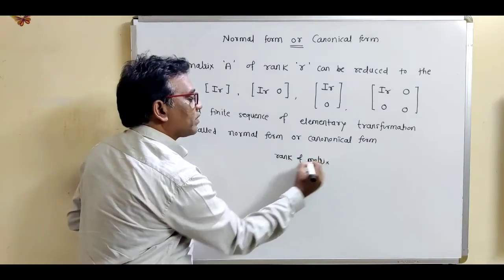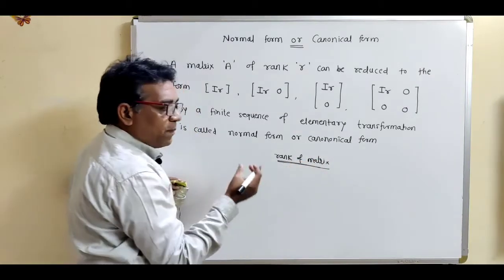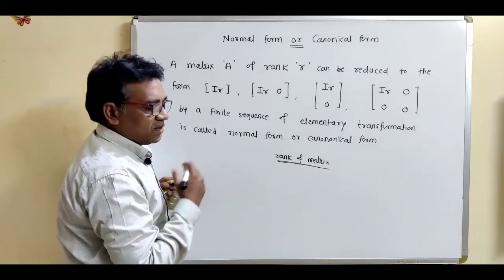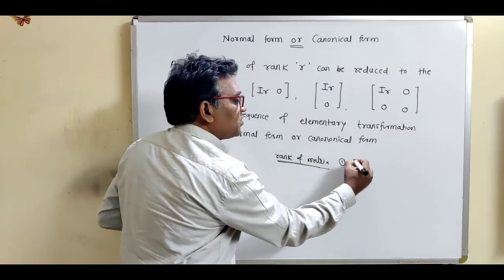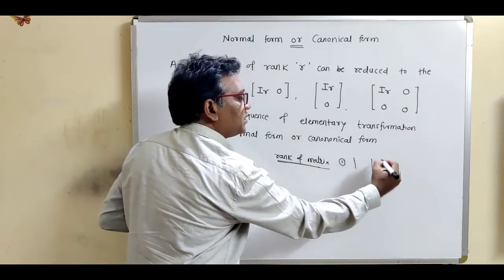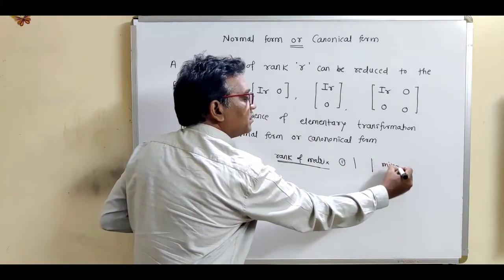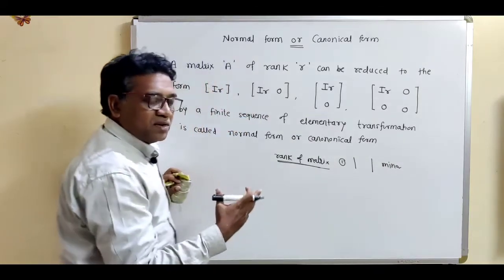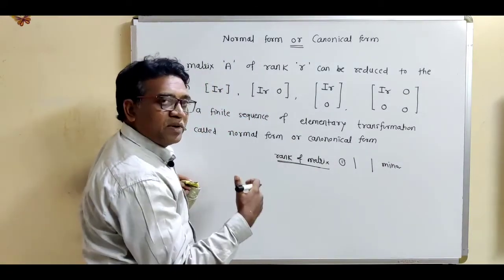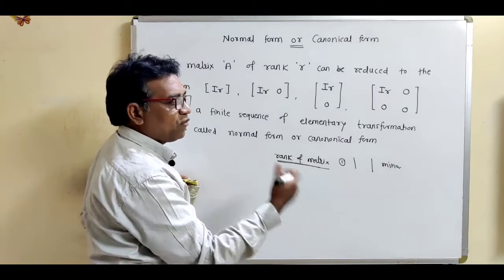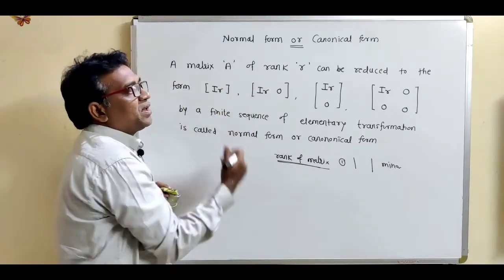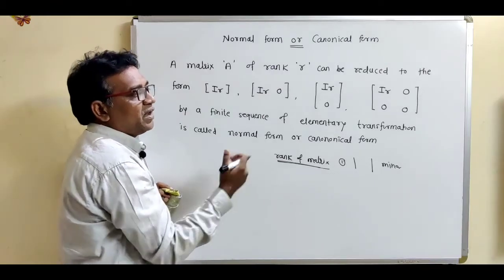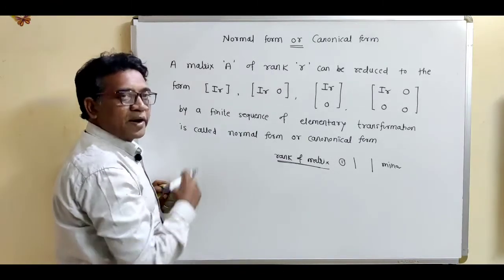So see, for rank of matrix we have taken up two methods till now. What is the first method? By using the determinant method or the minor method, we can find the rank of the given matrix, and by using this canonical form or normal form, we can again find the rank of the given matrix.